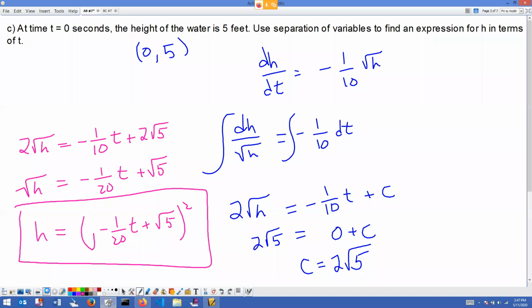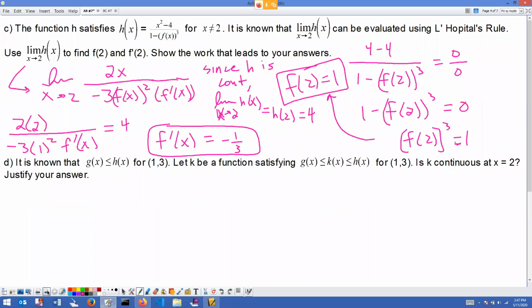All right, back to where we were here. So for part D, it tells us that we know that on the interval from 1 to 3, g of x is always less than or equal to h of x. And then they're making up a new function, k of x, and saying that k is a function that is between g of x and h of x. For the open interval 1 to 3, we want to know, is k continuous at x equals 2?